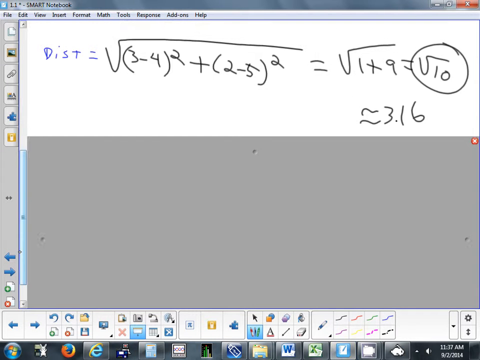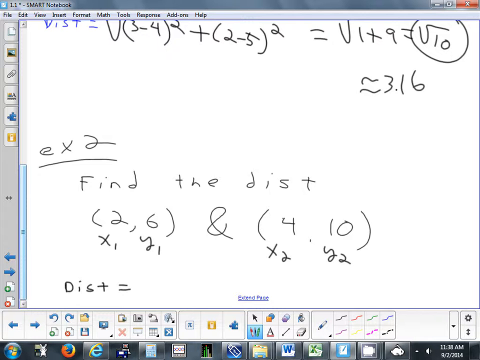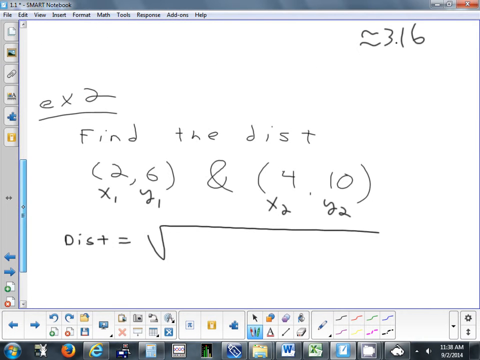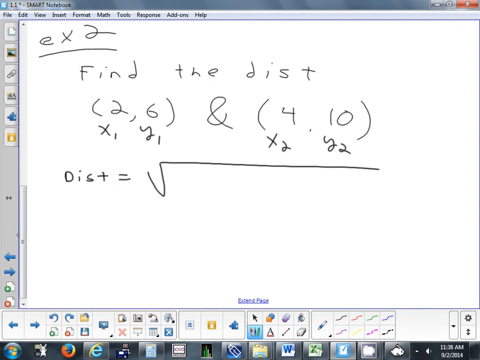All right, let's try one more with the distance formula. Let's label the points just like we did last time: x1, y1, x2, y2. Okay, anytime you want to find the distance, start out, just draw a big square root, because you're always going to need that. And I'll stick with the formula, which is using x2 minus x1 in that order.